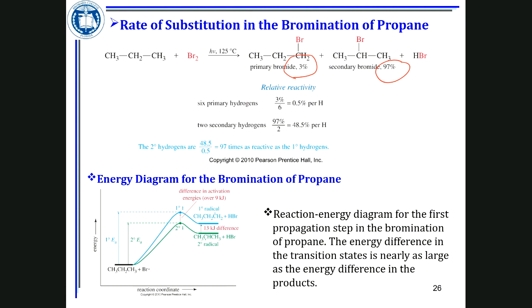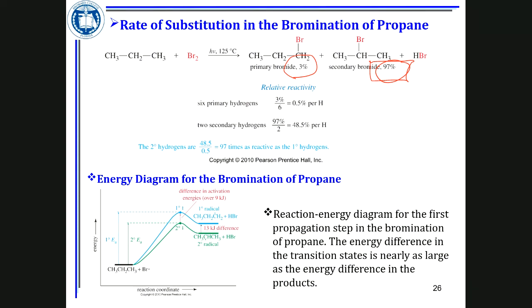When you have more selectivity, it's going to select the more stable intermediate, the reactive intermediate. So bromination is more selective and is going to give you 97% of the product as the secondary bromination and only 3% for primary bromination.